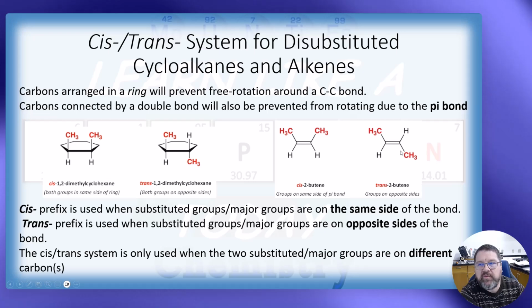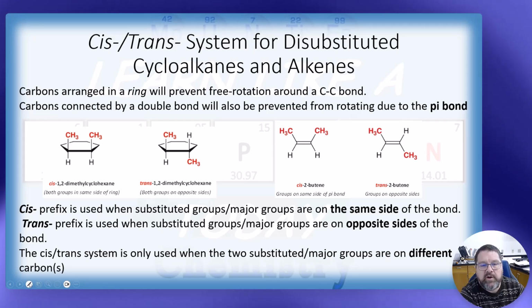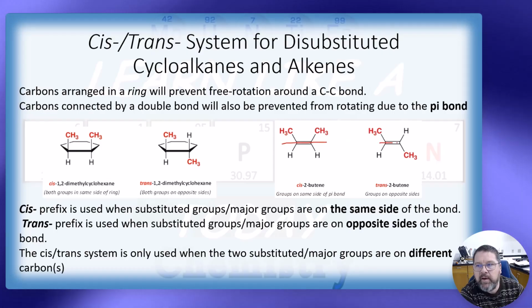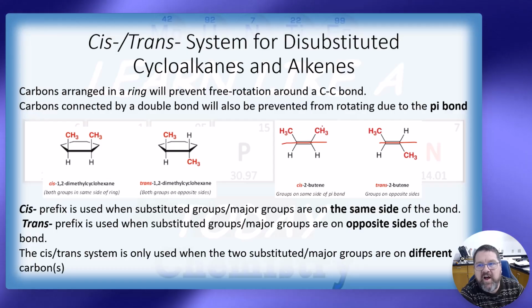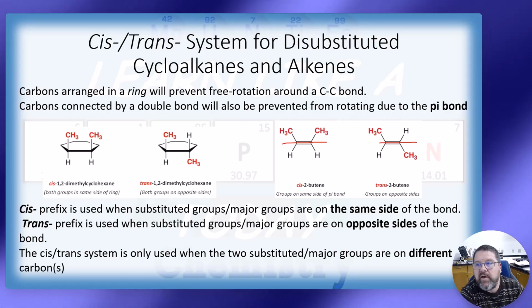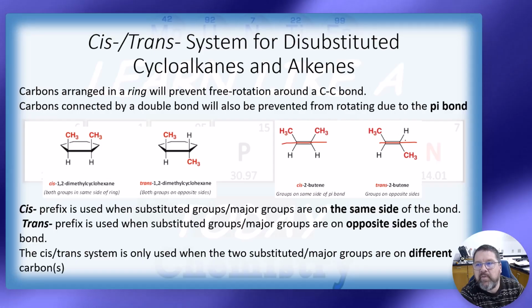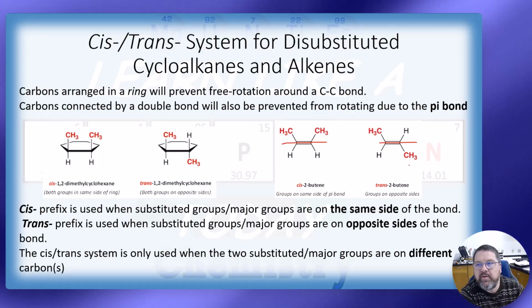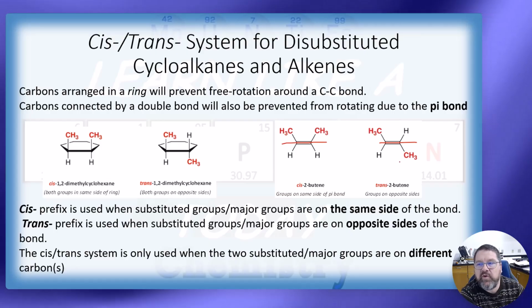But notice the difference between these two structures. If you imagine a line that runs parallel to the pi bond, then you can see these methyl groups are on the same side of the double bond. So that would be a cis arrangement, kind of like they were on the same side of the ring. In this one, they are on opposite sides of that imaginary line. So this would be the trans arrangement, and this would be trans-2-butene.